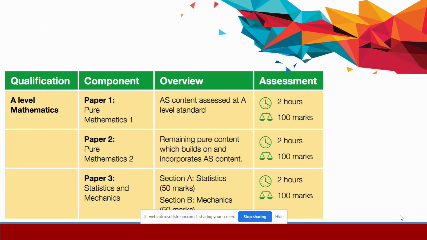How the courses are assessed is important. We've got 3 2-hour papers at the end of the second year for A-Level Maths, Pure 1 and Pure 2, taking up 2/3, as I said, and then the other third, the application paper, split in half, stats with 50 marks and mechanics with 50.